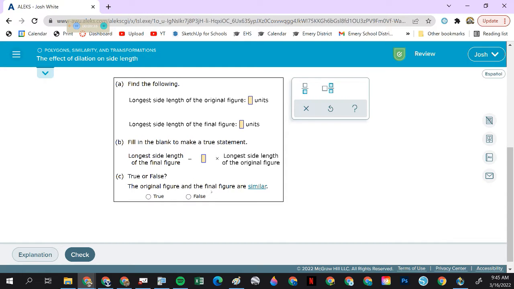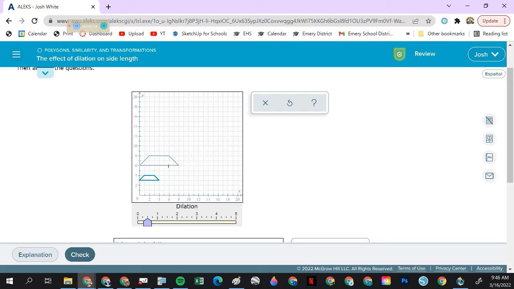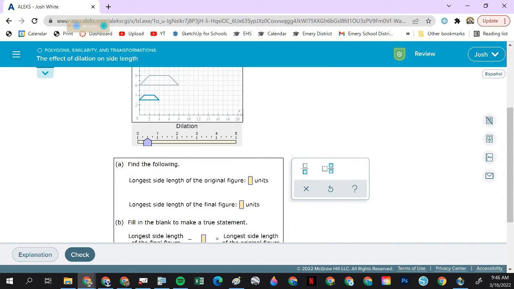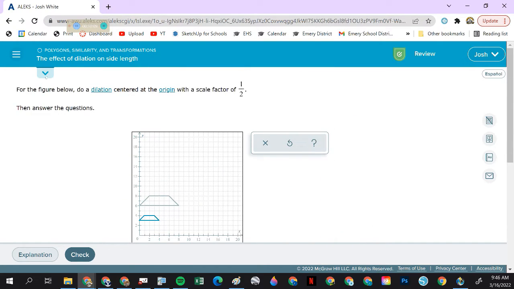The original figure and the final figure are similar. What does it mean to be similar? Yeah, they do have something in common. What specifically? Yeah, they have the same shape. Now, having the same shape is not a very good geometric definition, but you guys understand that. What it means is it preserves all of the angles, and it also means that the sides are proportional. So, yes, those are similar.